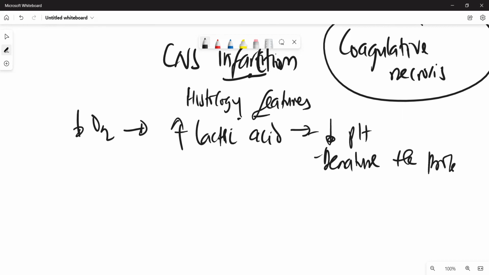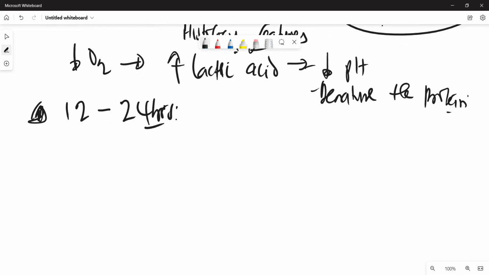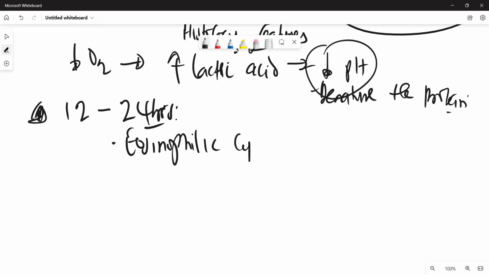the protein, right? And what we're going to see as a result of that, in the first 12 to 24 hours, if somebody has CNS infarction, because of the decreased pH inside the cell, those cells have more affinity for eosinophil. So when you apply your eosin, you're going to see eosinophilic cytoplasm with eosin.